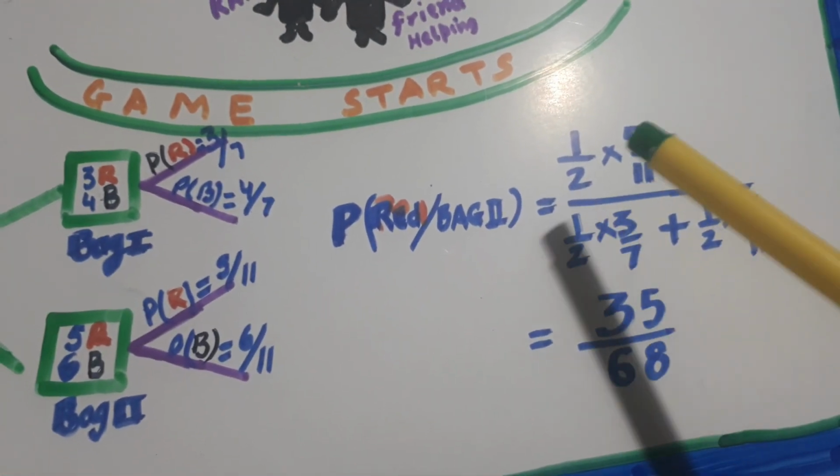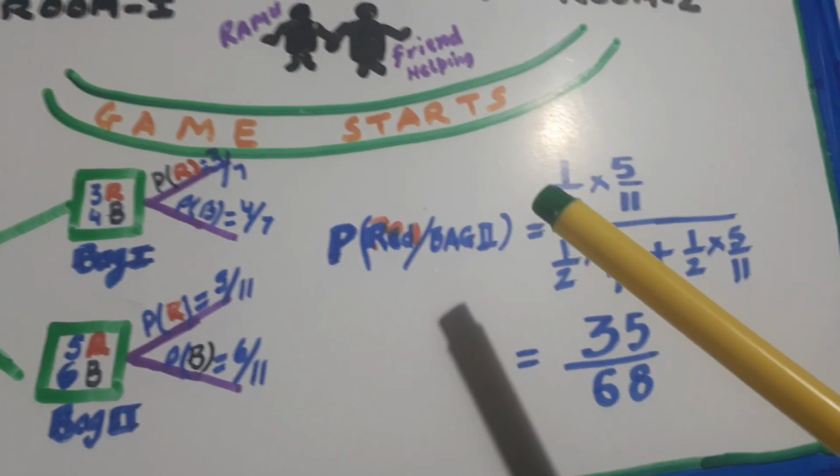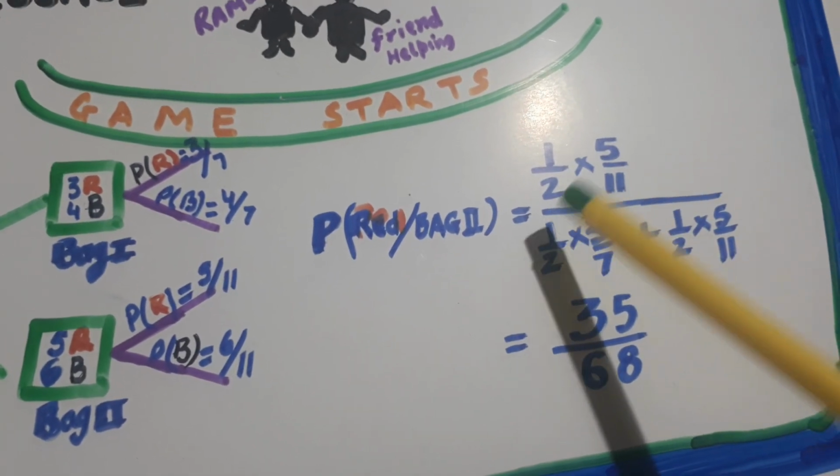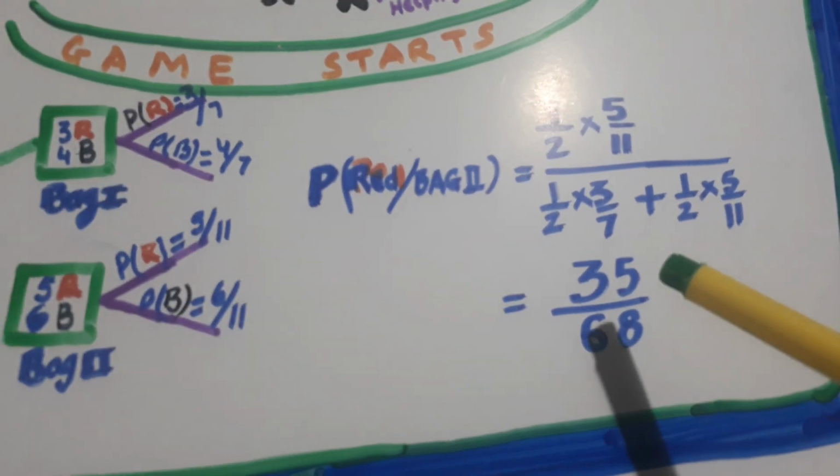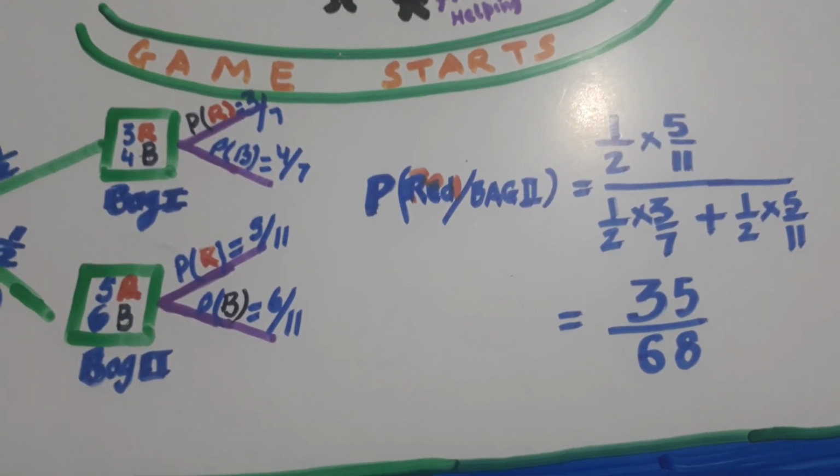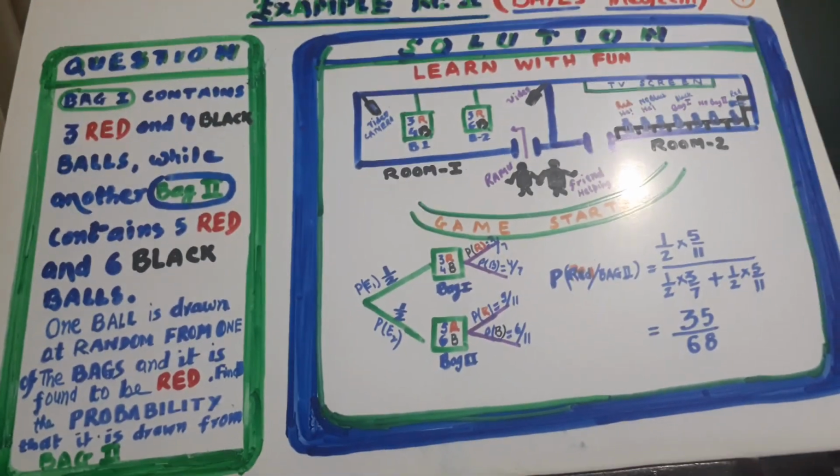And he has brought it from bag number 2. This is the expectation. This is the probability. This is half into 5 by 11. We get 35 by 68. This is how we will be calculating the probability with the help of Bayes theorem.